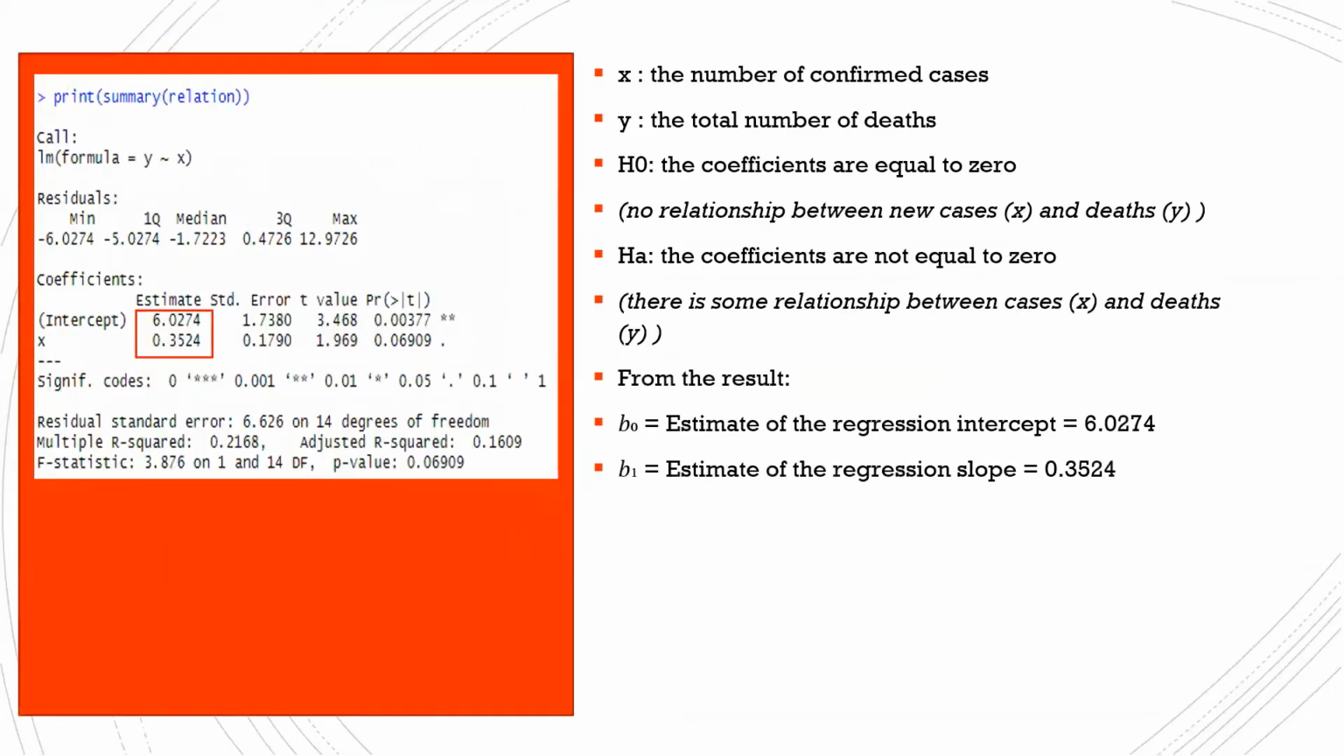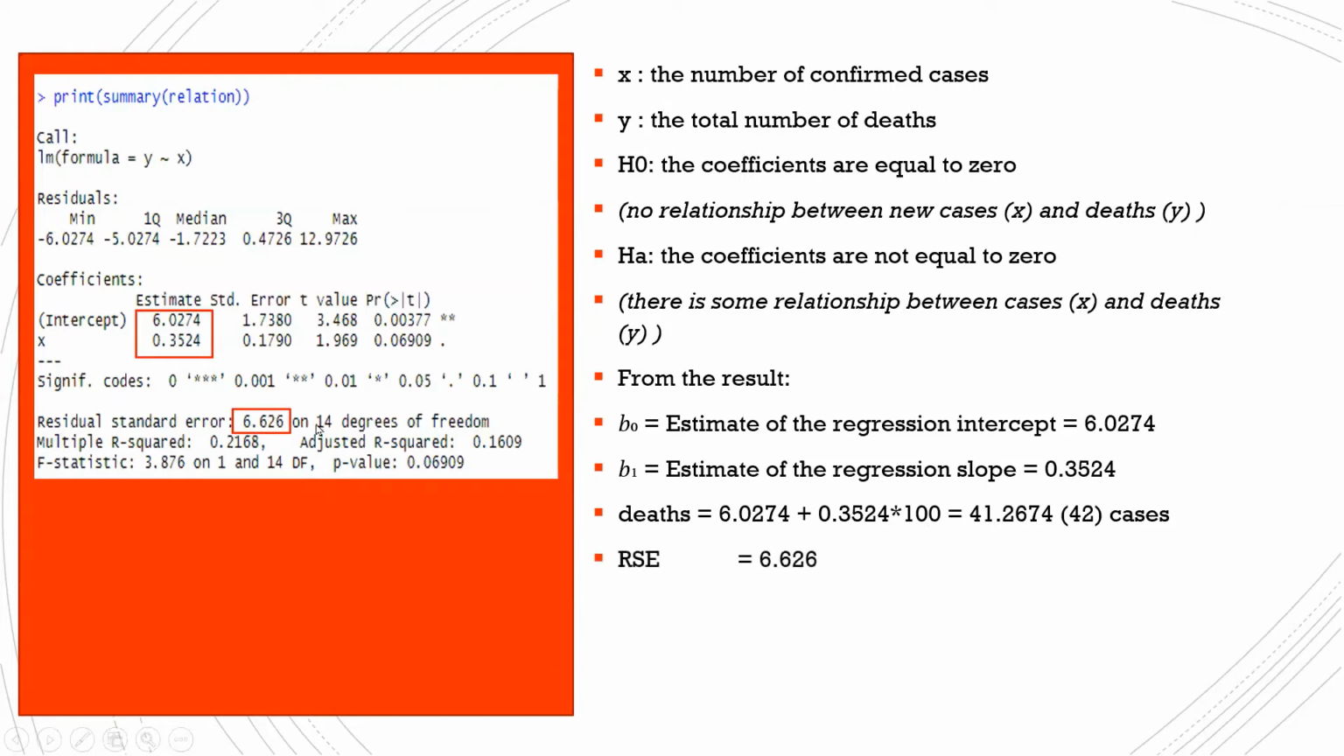So from the result generated using RStudio above, the values of the constants are: the estimate of the regression intercept is 6.0274, while the estimate for the regression slope is 0.3524. So an estimated regression line equation is generated where death equals 6.0274 plus 0.3524 times 100, where we estimate there are 100 confirmed cases, and we can get an estimated 42 cases of deaths.